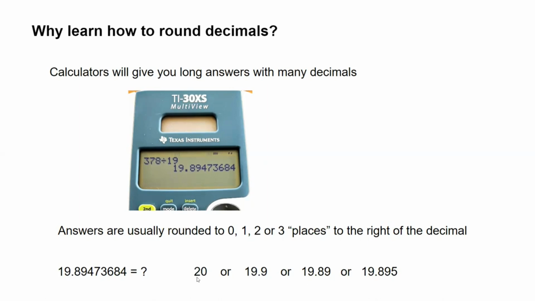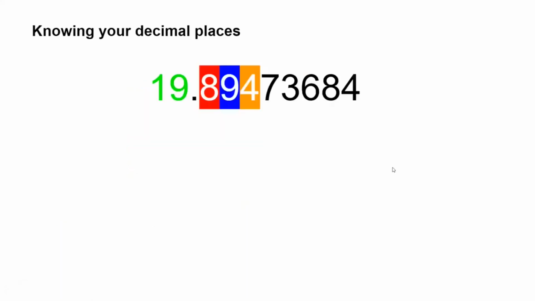If we round it to the nearest whole number, we would get 20. To 1 decimal, or the 10th place, we would get 19.9. 2 decimals, or the 100th place, like money, 19.89. Or 3 decimals, the 1000th place, 19.895. We'll talk about how to do that now.